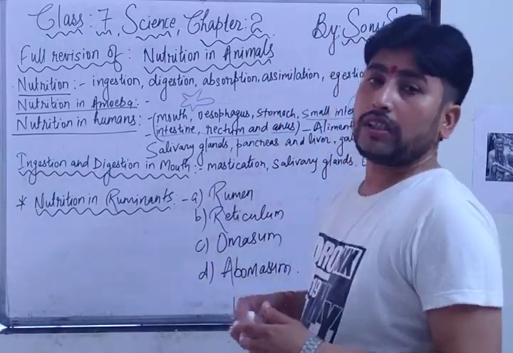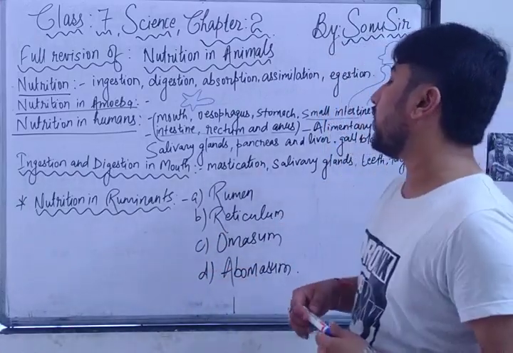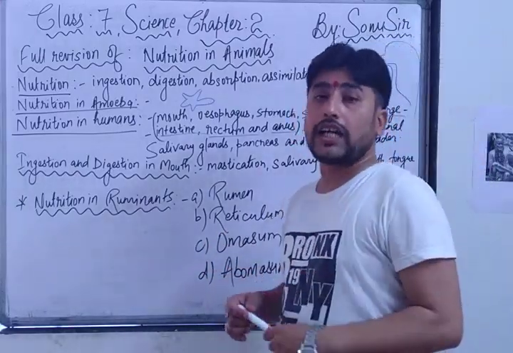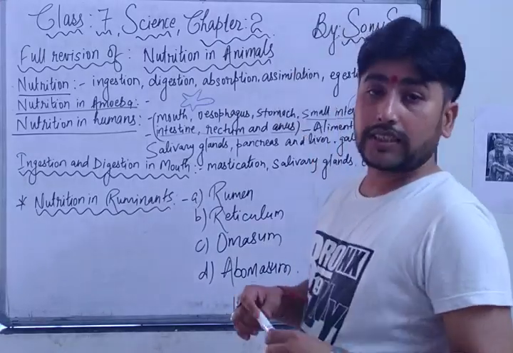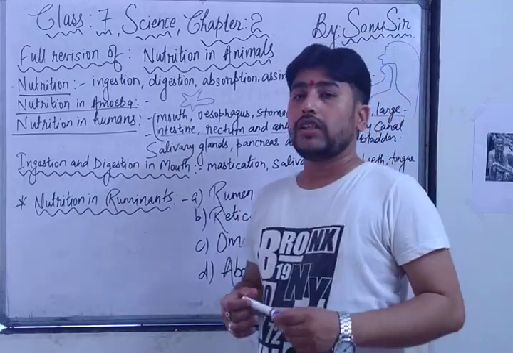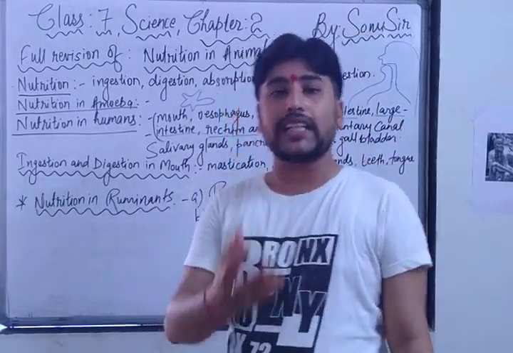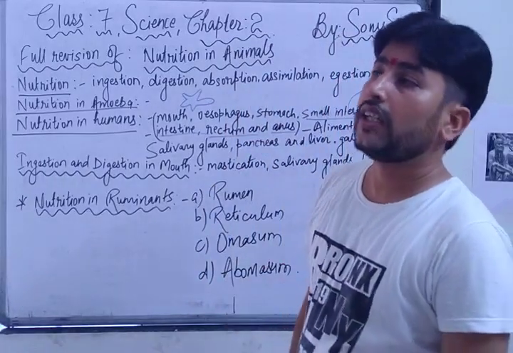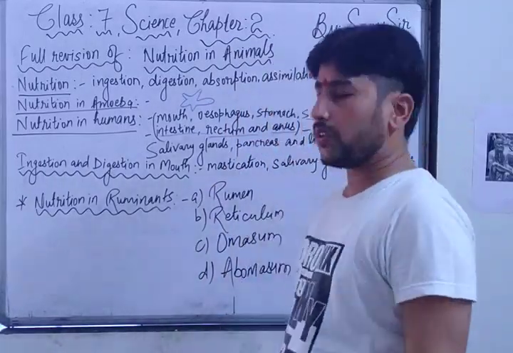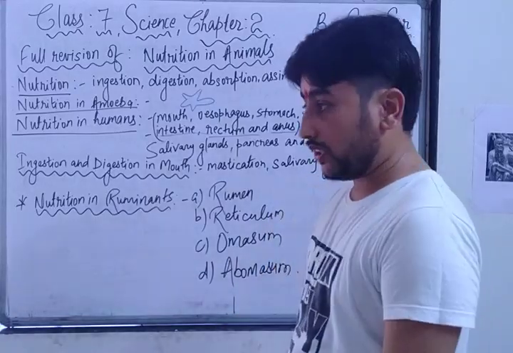As they become 9, 10, 11, 12 years, they get all 32 teeth. These 32 teeth are divided into four parts: incisors, canines, premolars and molars. Incisors are the teeth in the front, which we use when we bite or cut anything, either an apple, an orange, whatever fruit we are biting. So the teeth by which we bite are called incisors.